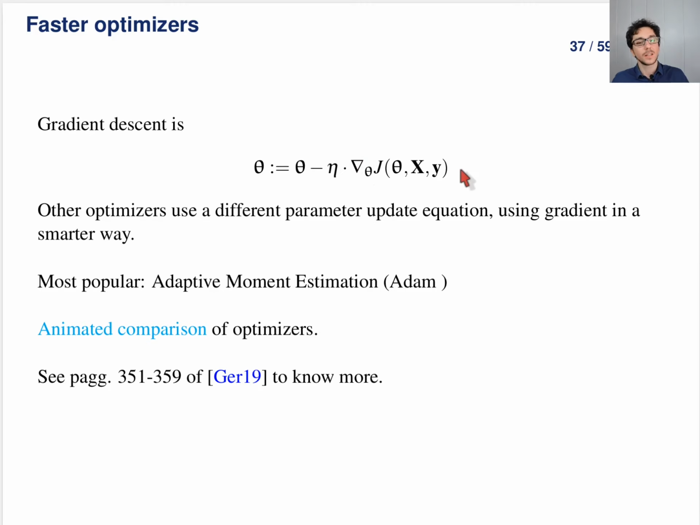Also, we have just seen for the moment classic gradient descent. That is this equation here. Actually, there are other optimizers that perform better. These are just, let's say, enhanced versions of gradient descent. And actually, the most used one is the Adam optimizer.